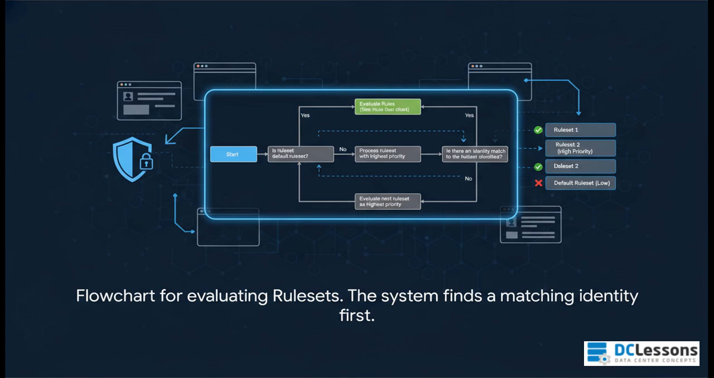When a web request hits Umbrella, it starts looking through your rule sets from the top down, highest priority first. For each one, it asks a really simple question. Does the person or the device making this request match an identity I know about in this rule set? If the answer is yes, boom, it applies that rule set and stops right there. If it's a no, it just moves on to the next rule set down the list until it gets a match.